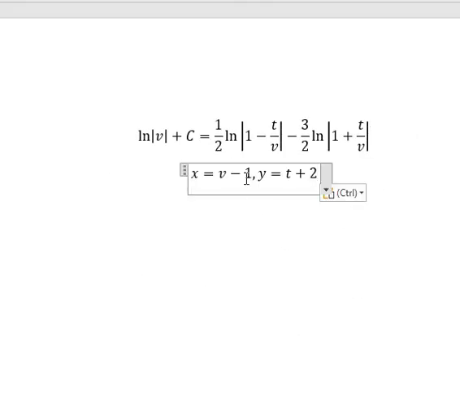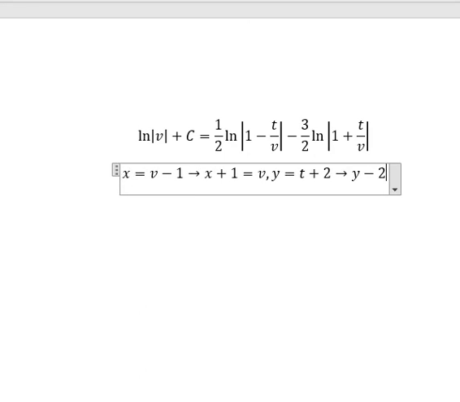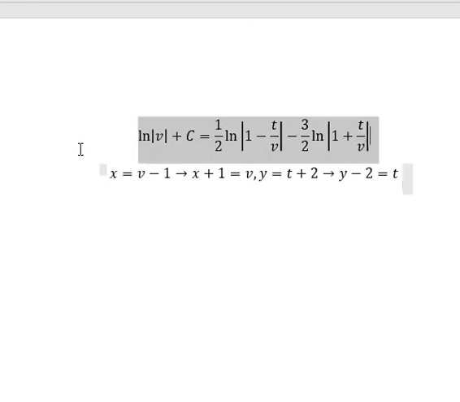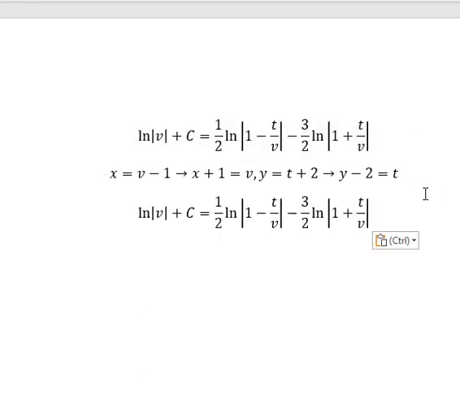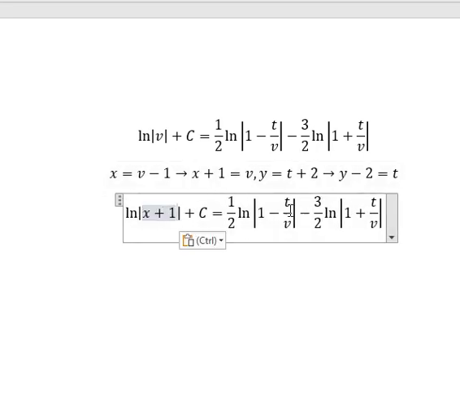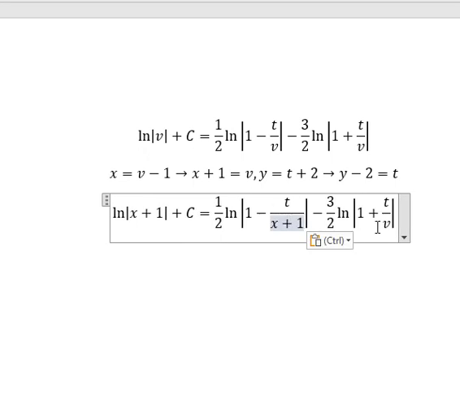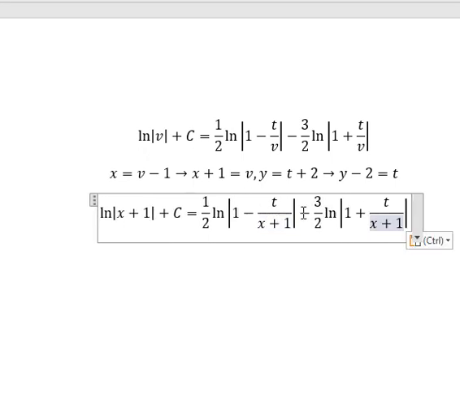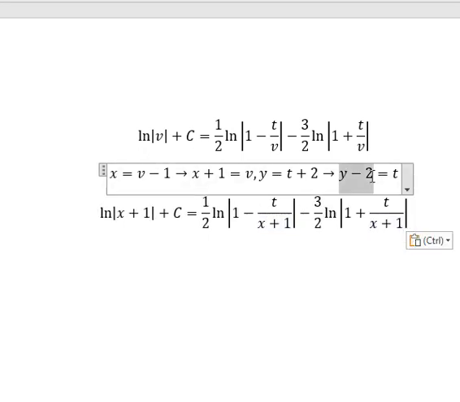So I will put negative number 1 go to the left, number 2 go to the left. About v, that is about this one. About t, that is about this one.